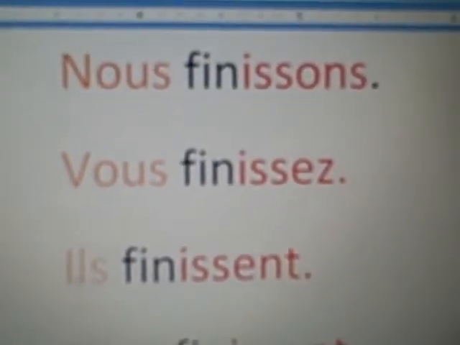Nous form of the verb, if your subject is nous, finissons. Vous form, vous finissez. Ils finissent and elles finissent. Take a careful look at the nous form. If you are going to be learning the imparfait, and if you're watching this video, you probably are learning the imperfect tense. Nous finissons, ISSONS.